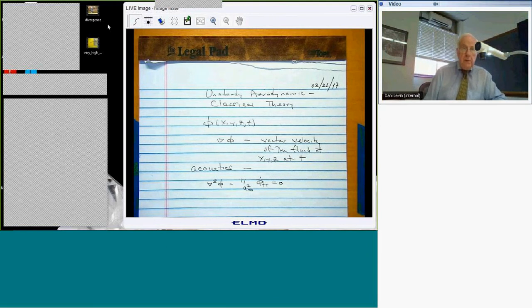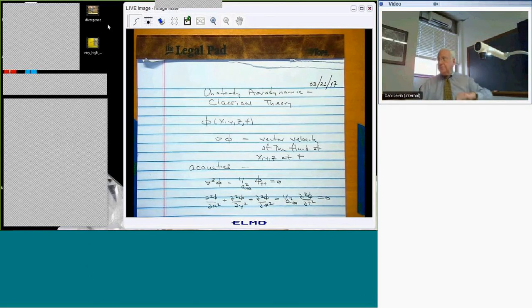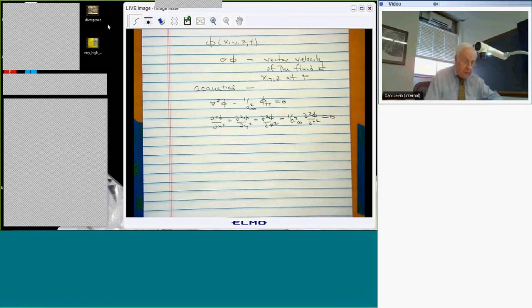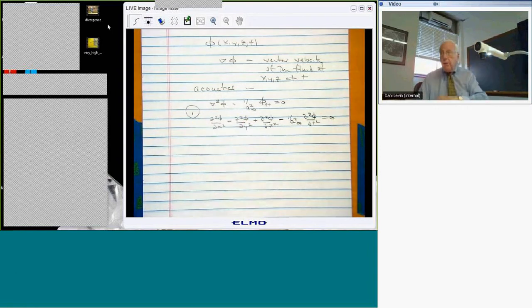Okay. Or if I write this out in somewhat fuller form, it's this. A lot of second derivatives, right? Okay, so we'll call this equation 1. And all we need to do is solve that equation.